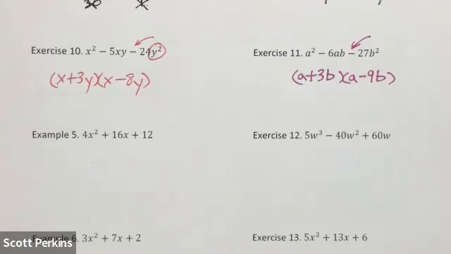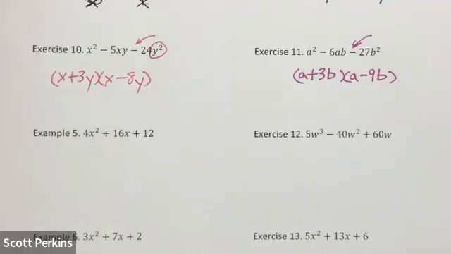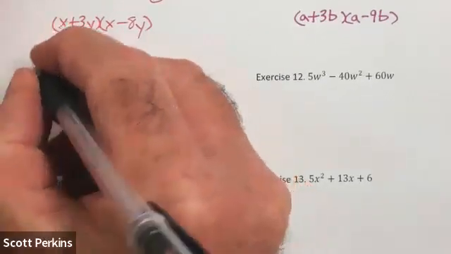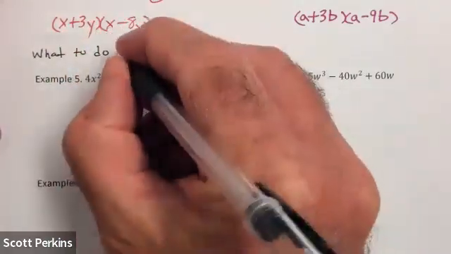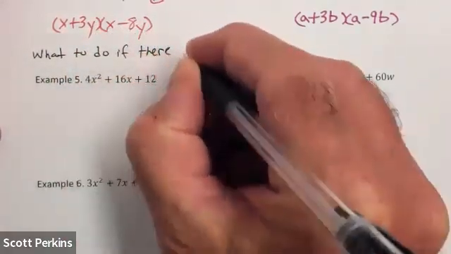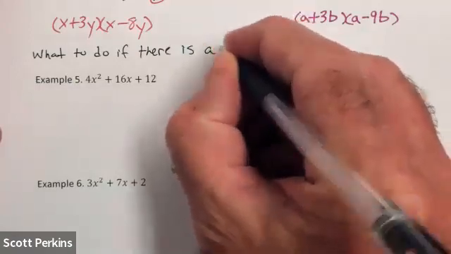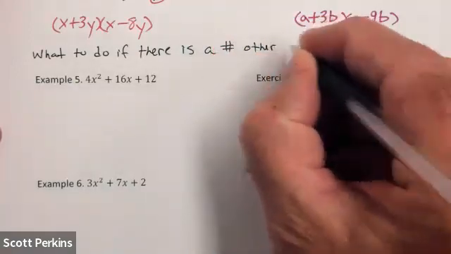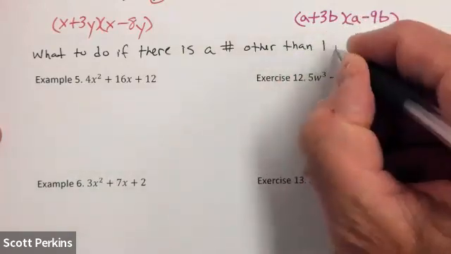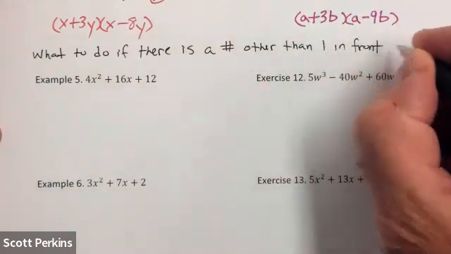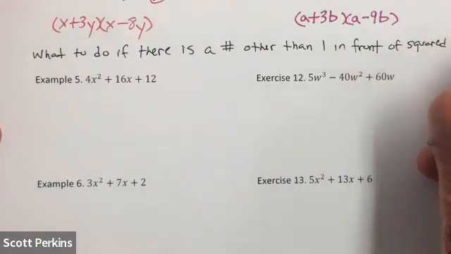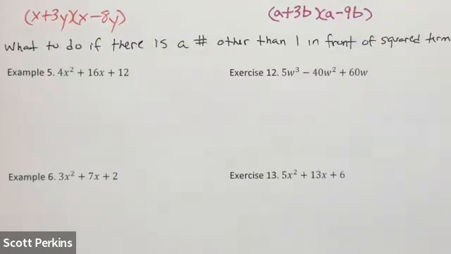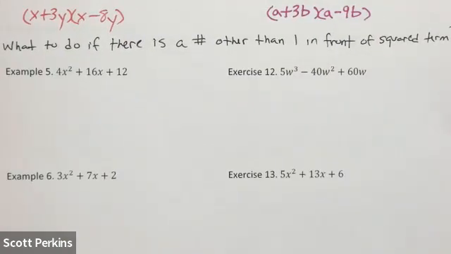The rest of our time today is going to be spent answering this question. What do we do if there is a number other than 1 in front of the squared term?